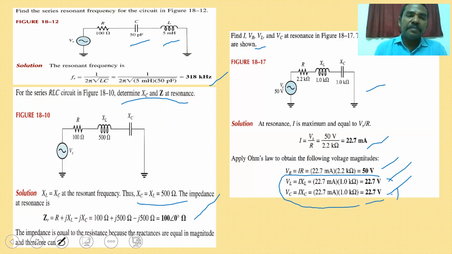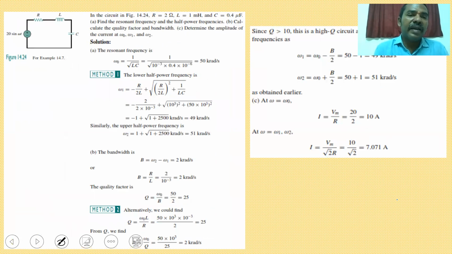Okay. Then coming to another example. Here they are given the resistance value is 2 ohms, the inductance value is 1 millihenry, the capacitance value is 0.4 microfarads. So you have to calculate the resonating frequency, half power frequencies, quality factor, bandwidth, and also the amplitude of current at omega naught, omega 1 and omega 2.